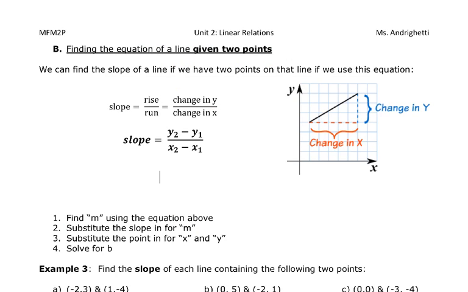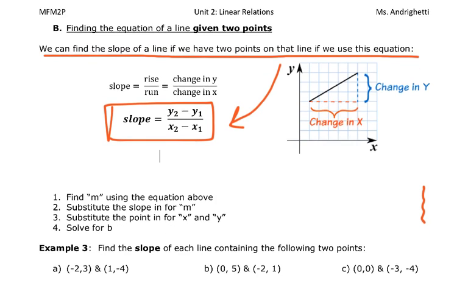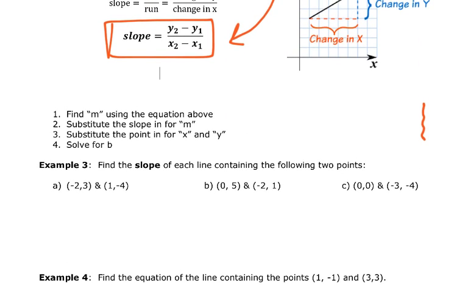Okay, so there's one more equation that we're going to learn in this unit, and that's this one right here. So no need to memorize it, I'll always give it to you, but let's read this here. We can find the slope of a line if we have 2 points on that line if we use this equation right here. So no need to memorize. Let's just practice. Let's go right to example number 3. And we're going to practice using this equation so you know how to use it.